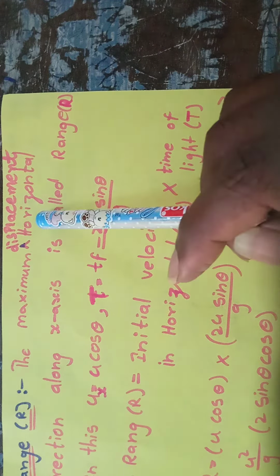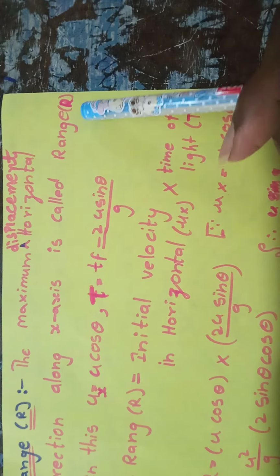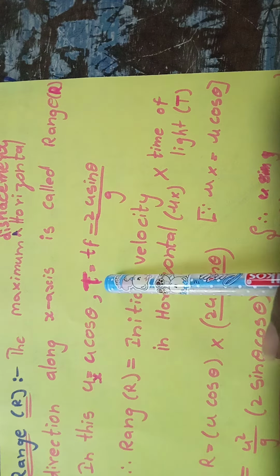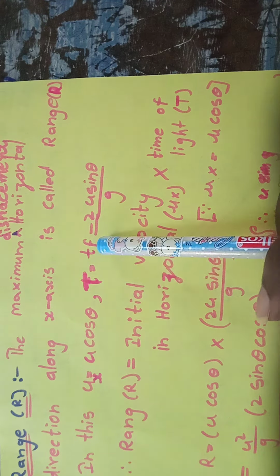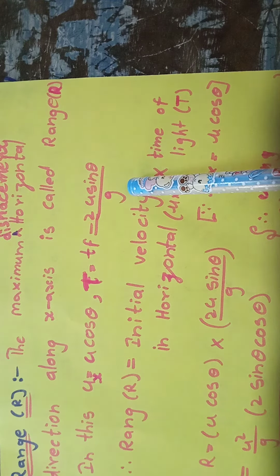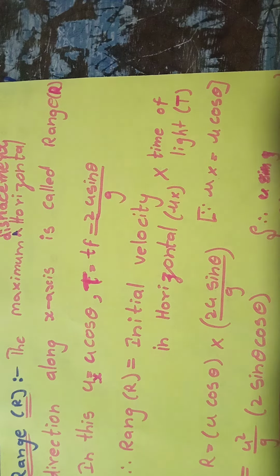Range is the maximum displacement in the horizontal direction along the x-axis. In this, ux is equal to u cos theta. T means time of flight. Time of flight is equal to 2u sin theta by g. Sir, what is meant by time of flight? Time of ascent plus time of descent.